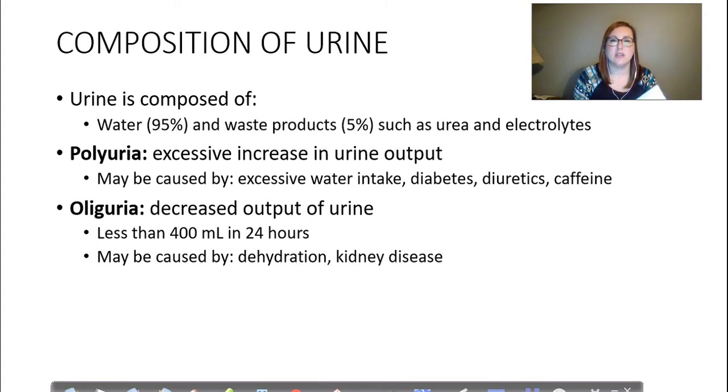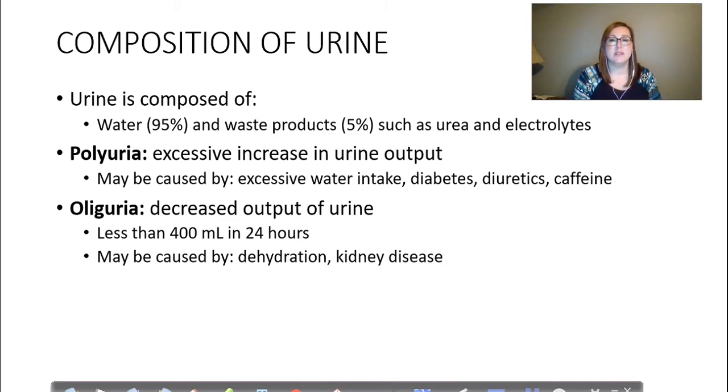Urea and electrolytes are some of those waste products. Polyuria. So polyuria is an excessive increase in urine output. It can be caused by excessive water intake, diabetes, diuretics, and caffeine. One of the symptoms of diabetes is polyuria.